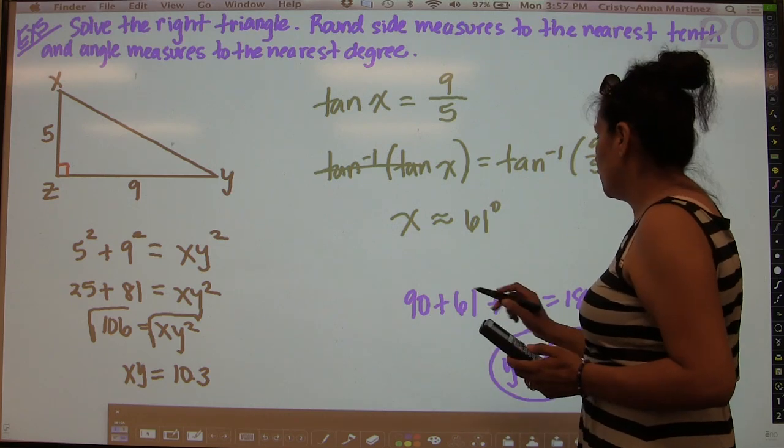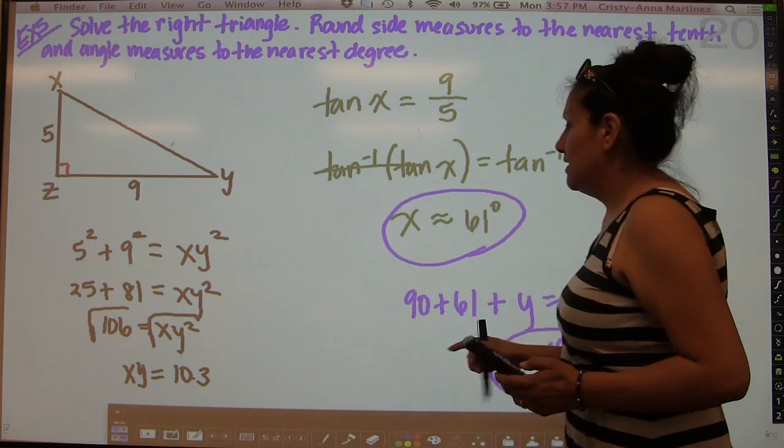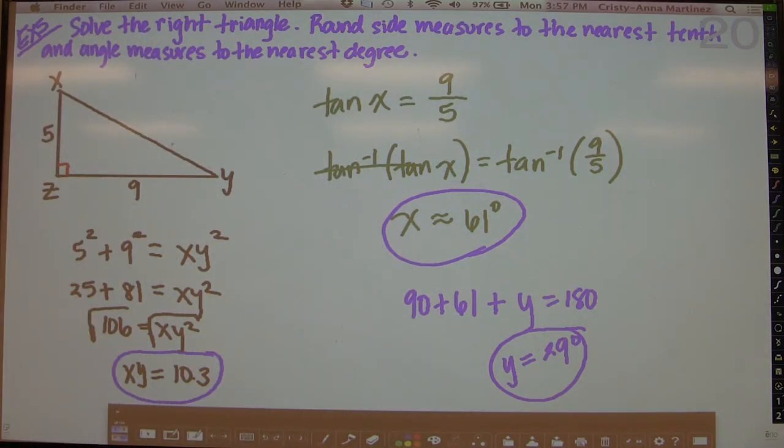So now we've solved the triangle. We found the two missing angle measures, and we also have the missing side length. And so now we have it all figured out, and that's how you solve the right triangle.